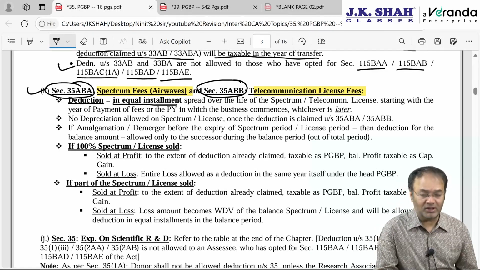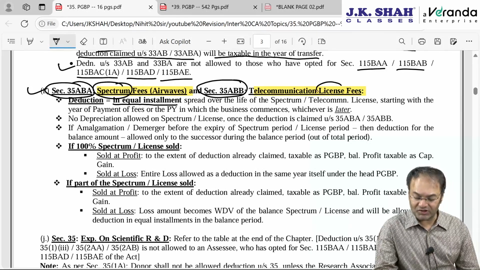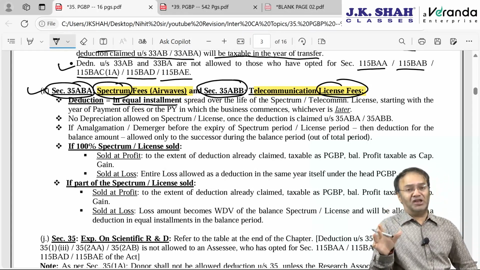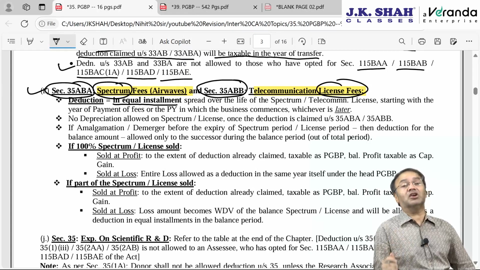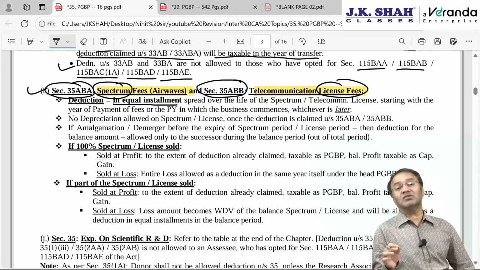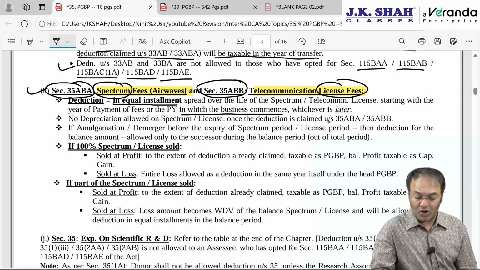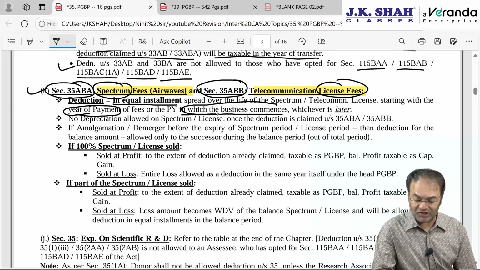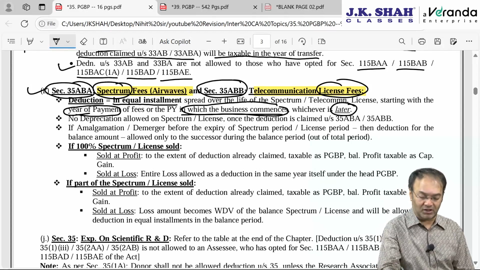Deduction will be in equal installments spread over the life of the license or spectrum, meaning thereby deduction is allowed in equal installments. So if the license is for 10 years, then deduction will be in 10 installments. However, understand very carefully from which year deduction will start. Deduction will start either from the year in which business commences or the year in which payment is made, whichever is later. Please remember this very important point, whichever year is later.